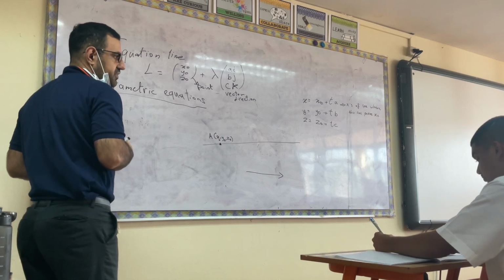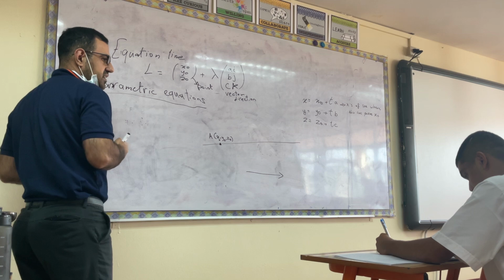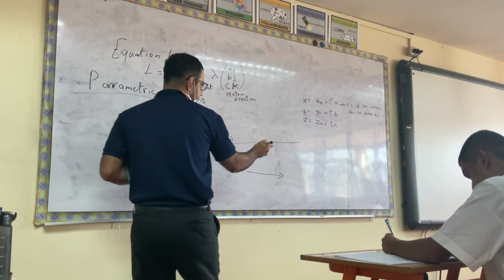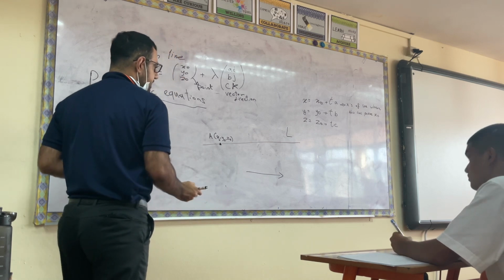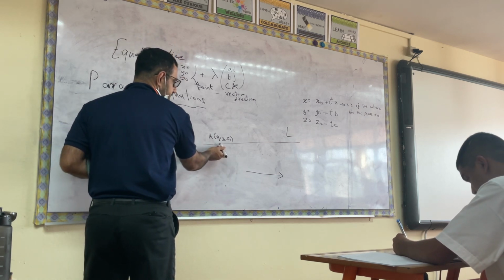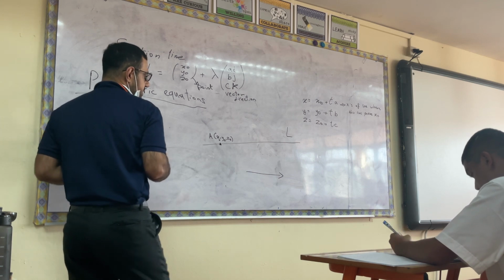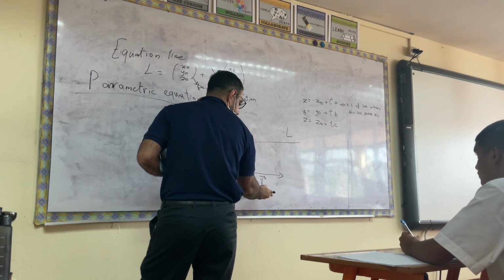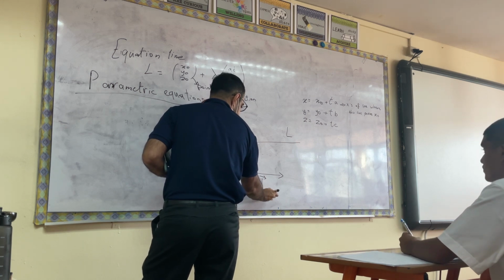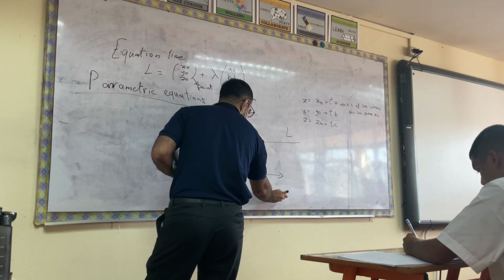We studied the equation of a line before. Equation of a line means finding the equation referring to a vector. For example, I have a line L, and this line passes through the point A, which is (x0, y0, z0), and it's parallel to vector v, whose components are ai, bj, ck.